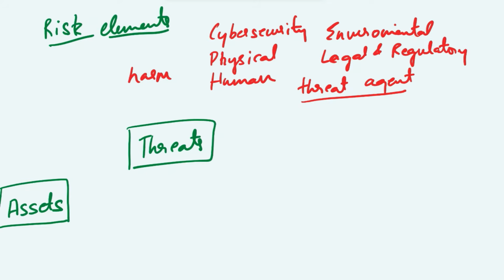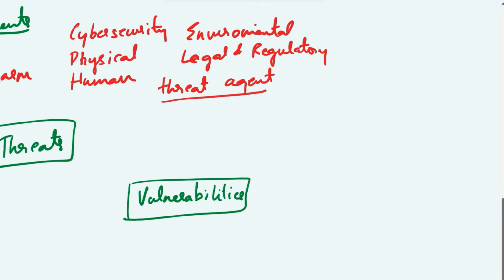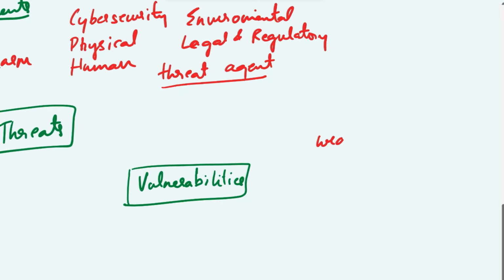Okay, the next risk element that we'll talk about is vulnerabilities. Like I mentioned before, a vulnerability is a weakness or a flaw in an organization's information systems, processes, or controls that could be exploited by threat agents to compromise the confidentiality, integrity, or availability of data or assets. Vulnerabilities can exist in hardware, software, configurations, or human behavior and pose potential risks to the organization's security.